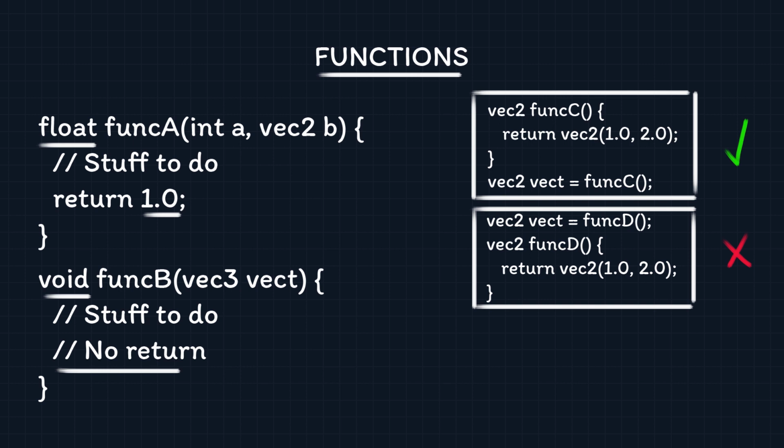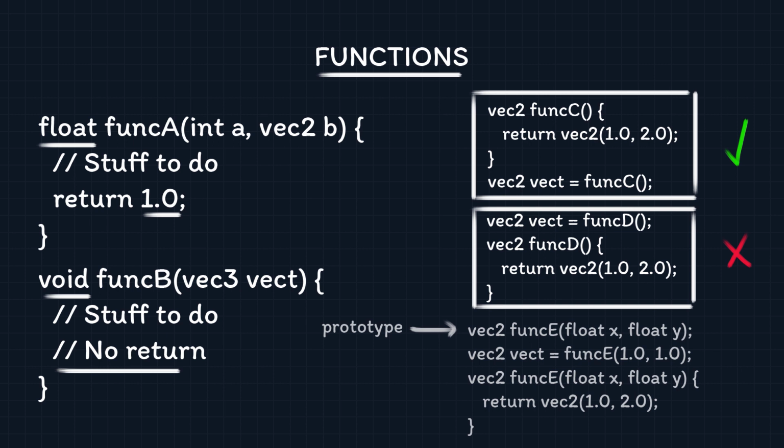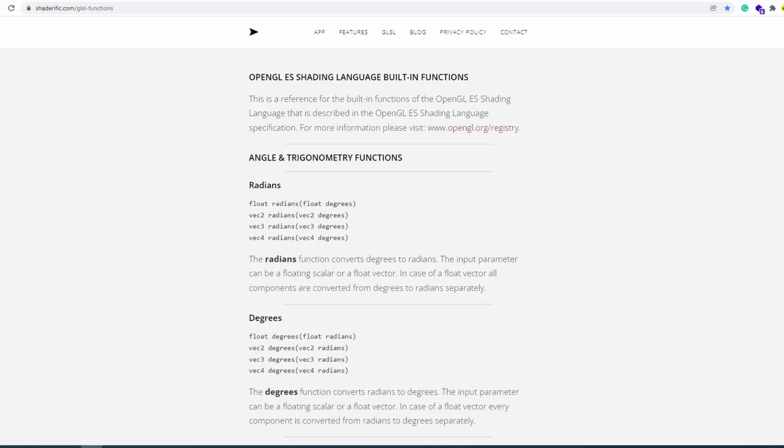However, we can do something to break this rule. To do that, we need to set what is called the prototype of the function at the top. A prototype is basically the definition of the function without its body. Then we can call the function and set its full definition right at the bottom of the code base. GLSL is actually rich with built-in functions, so make sure to have a look at shaderific.com where you will find a brief documentation of any built-in function that you might need. I'll leave you the link in the description below.